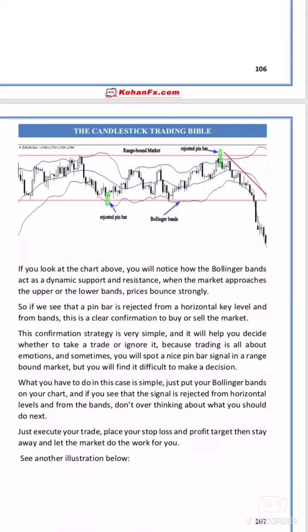What you have to do in this case is simple. Just put your Bollinger Band on your chart, and if you see that the signal is rejected from horizontal levels and from the bands, don't overthink about what you should do next. Just execute your trade. Place your stop loss and your profit target. Then stay away and let the market do the work for you.